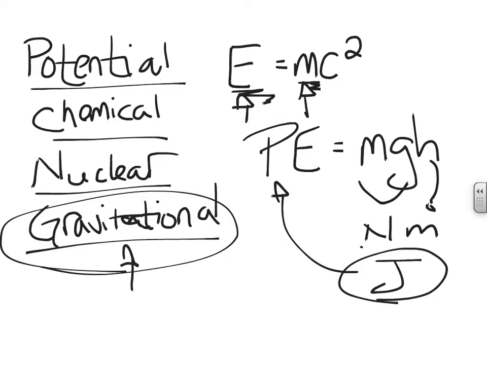So if we have a bowling ball that falls off a table, how much work can be done on your foot if it falls? To find that out, all we have to do is say the work that can be done on me is equal to the amount of energy it has. If energy is the ability to do work, then it can't do more work than the amount of energy it has. In this case, the amount of energy depends on the mass, the gravity, and the height.